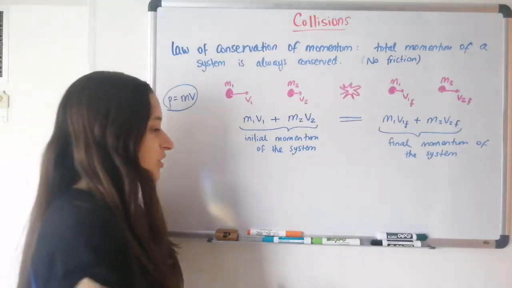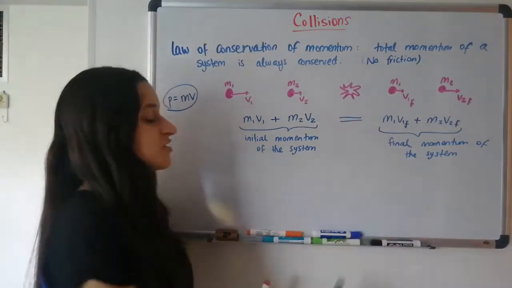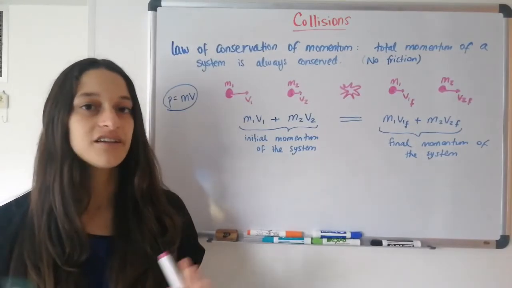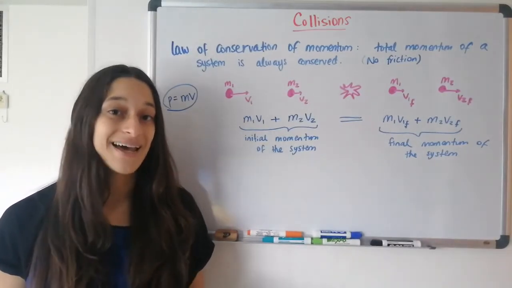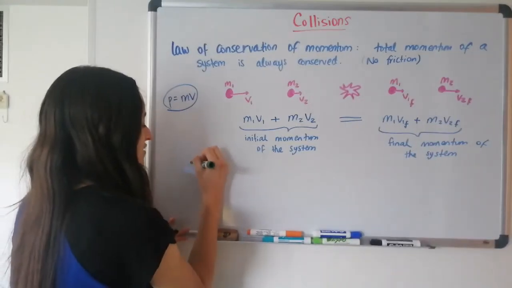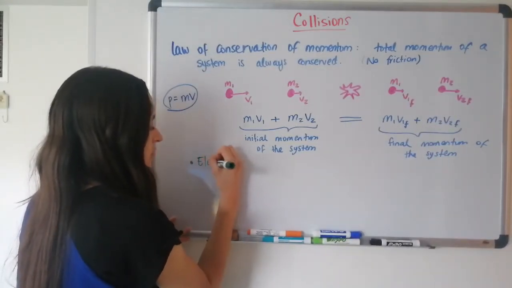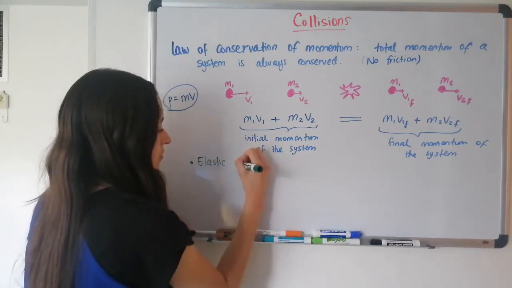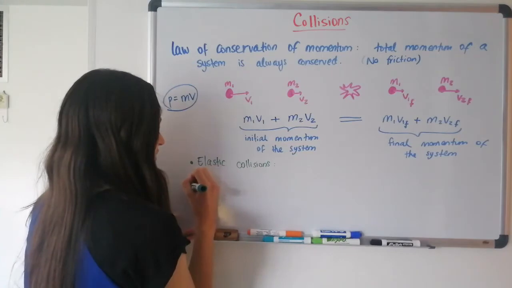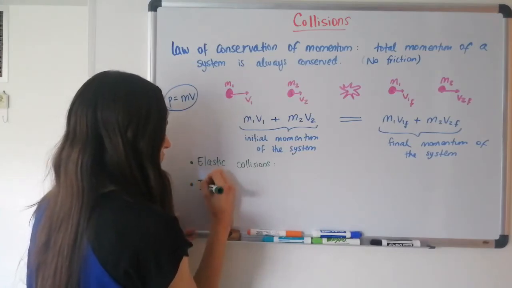But first, I'm going to tell you two types of collisions and define them. So we can divide collisions into two types: elastic collisions and inelastic collisions.